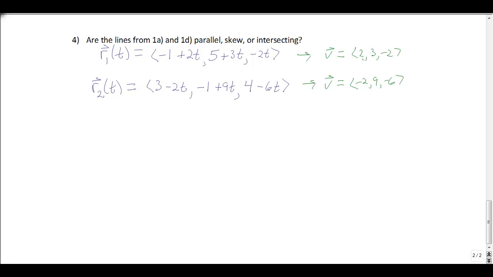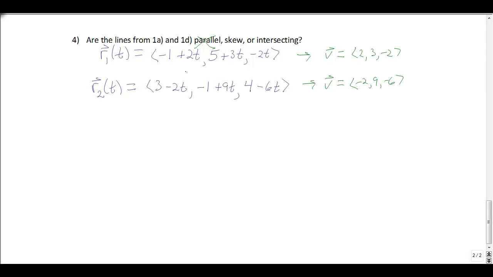For the x components to work out, I'd have to multiply by negative 1, but 3 times negative 1 isn't 9, it's negative 3, so it just doesn't work. So these lines are not in the same direction, so they are not parallel. How do I know it's not parallel? It could be skew or intersect.